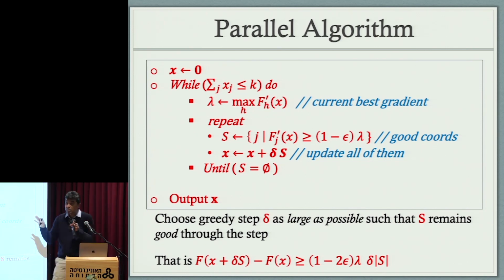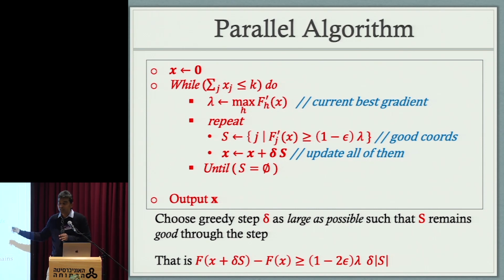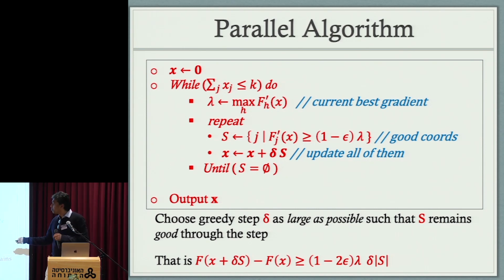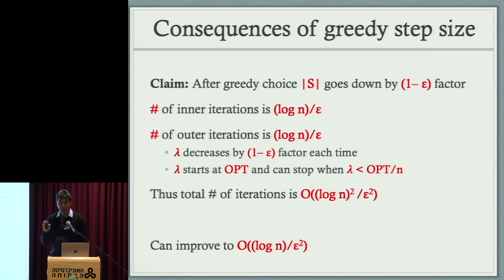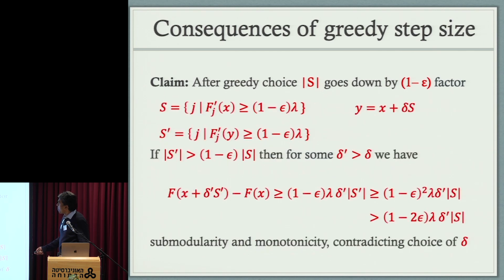So I hope it is very simple. You looked at all the good guys with gradient, made sure that you took all of them in simultaneously. So why does the S go down by 1 minus epsilon? That is a consequence of the greedy step. Let's do a little bit of proof, not too much. And you can improve that log square n to log n, let's not worry about that. So let's argue why after the greedy step, S goes down by a 1 minus epsilon factor.